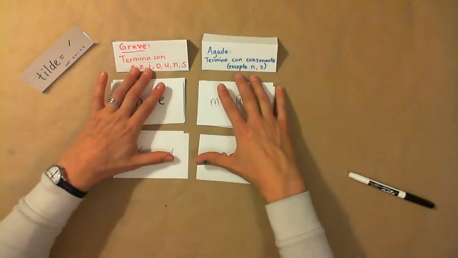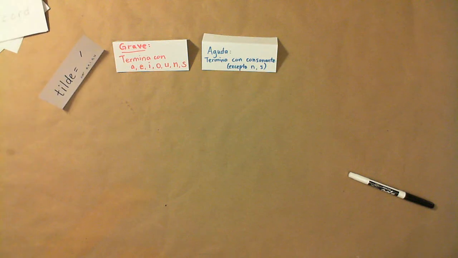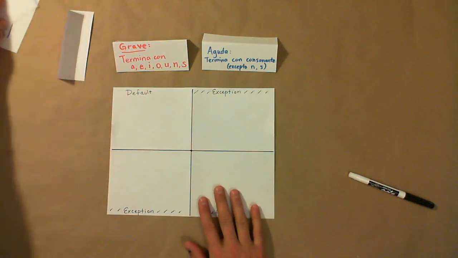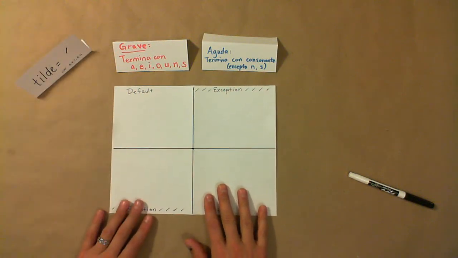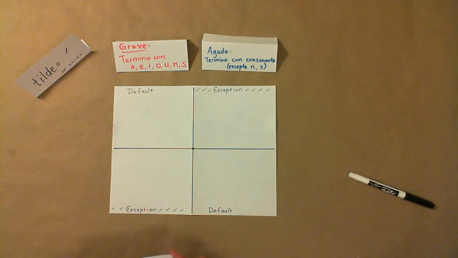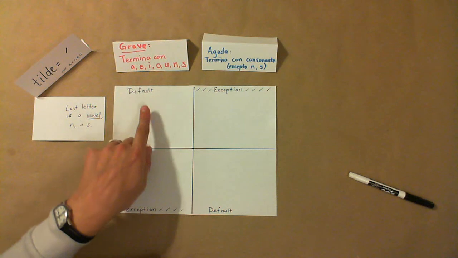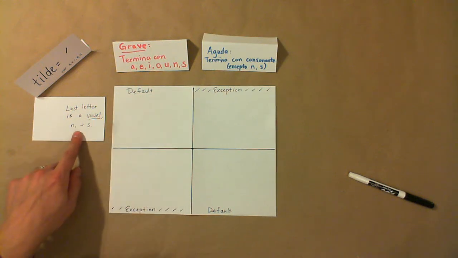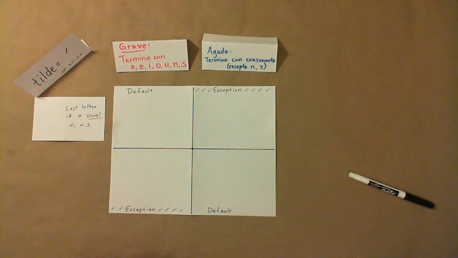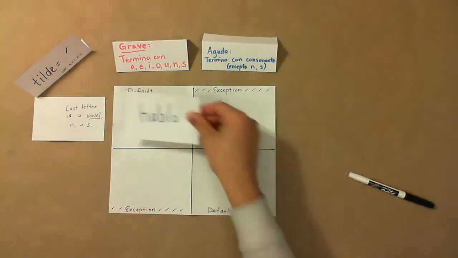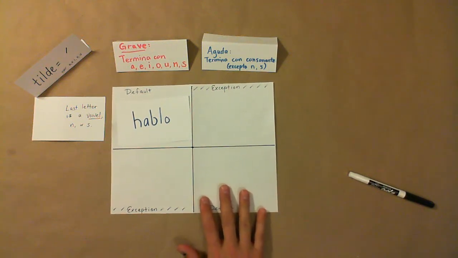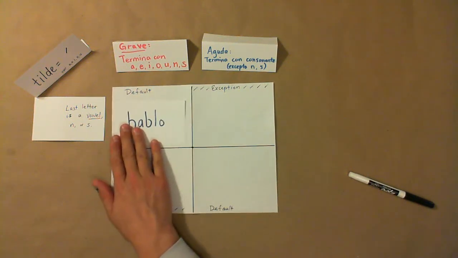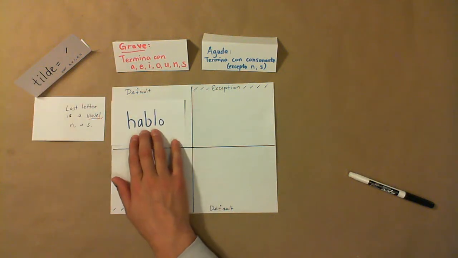So let me clear this and drop this on top, and we'll do some word pairs to really differentiate between these. Check this out. By default, a grave word ends with the last letter being a vowel, or N or S. This is pronounced hablo, which means I speak. It has to be pronounced hablo because there's no accent, no tilde written on this word.